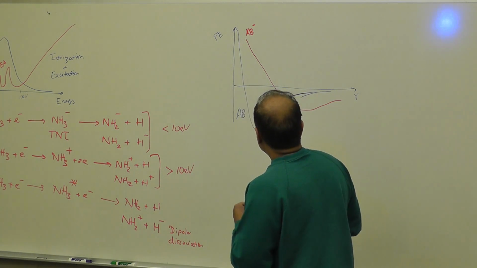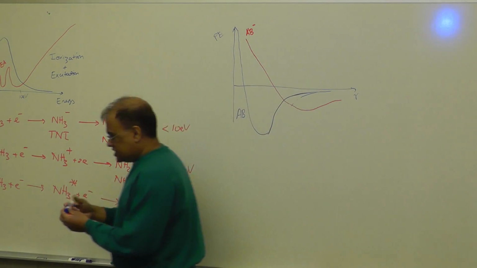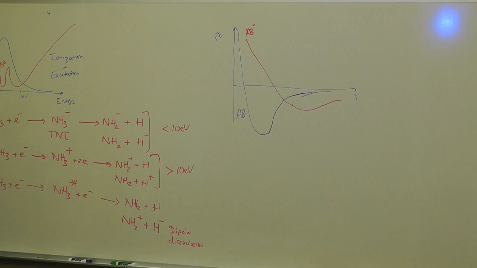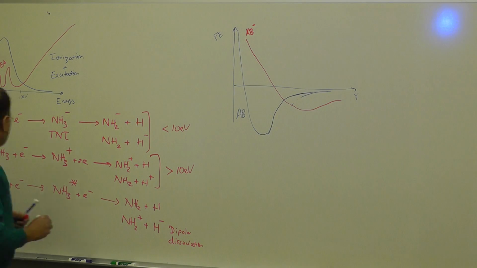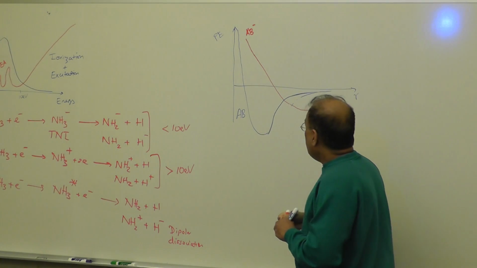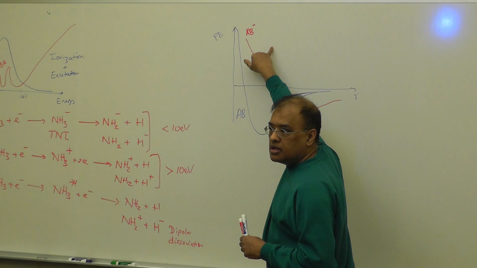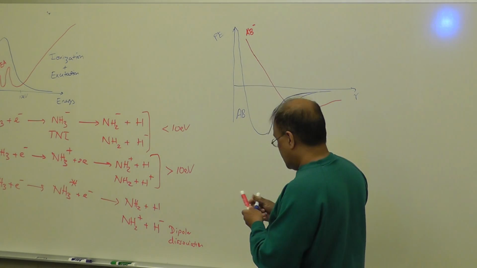Okay, so, remember, this is dissociative electron attachment. This is electron impact ionization. This is electron impact excitation. Okay, for dissociative electron attachment, what's going to happen is that you're going from the neutral molecule to the negative ion. Okay?